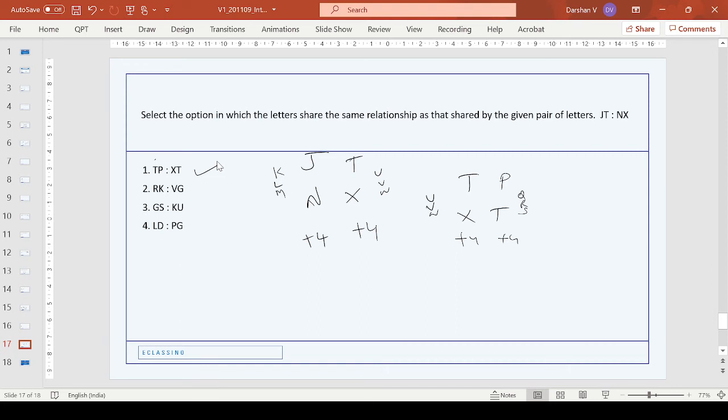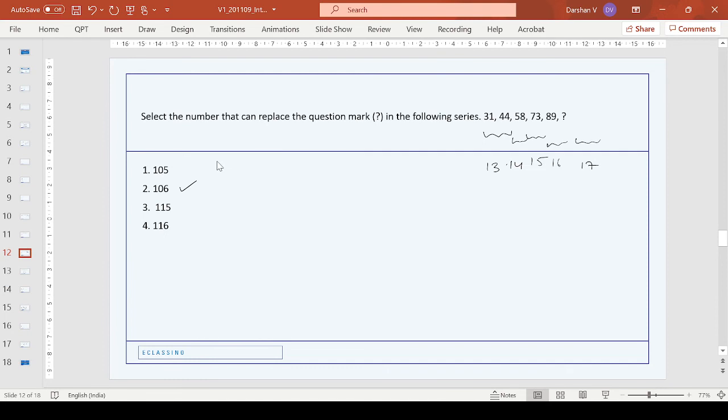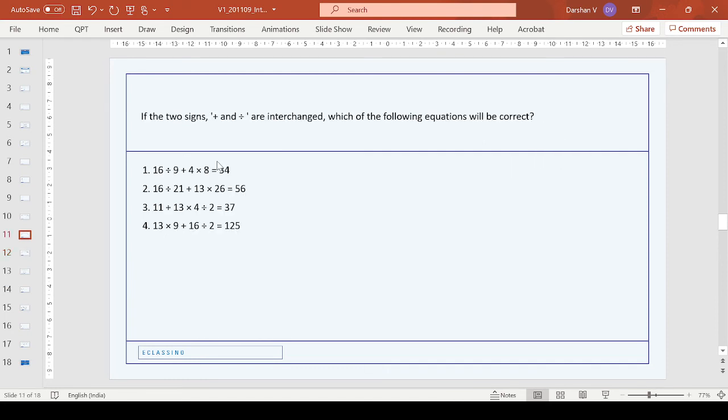Now let's look at the ones which we left behind. Right, let's solve this one. So the only way to do this is by substituting these signs which need to be put in each of these equations and see which of the equations are correct. Let's do the first one. 16 division has to be replaced by plus, so plus 9. Addition has to be replaced by division, so by 4 into 8.